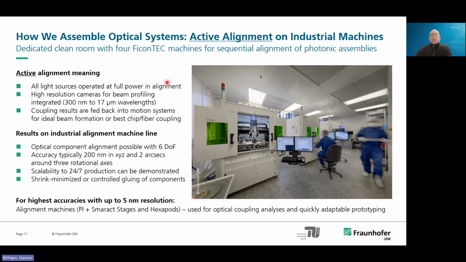I pointed out that we do active alignment on optical systems. This is the conventional way, I would like to say. That means all light sources that you have in an optical system are operated, and you can manipulate optical components so you get the best live operation of optical systems. And these are industrial machines that we have available in our clean room, with typical specs that are known from industry. If we go for really fine alignment, we can go to 5 nanometer resolution and better. We also work on hexapod stages, which is also a quick way to assemble and test systems.